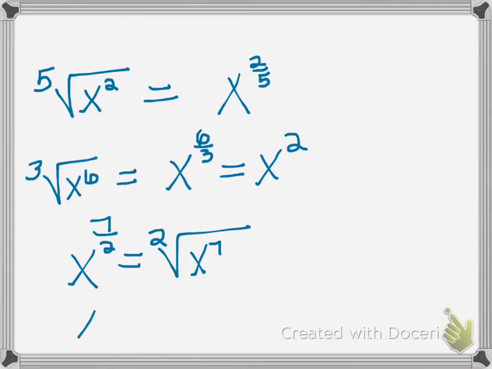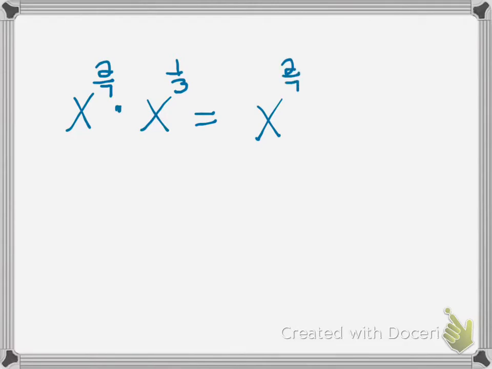Whereas, let's say we had something like this, x to the 2/7. If that's flipped, now that means the index is 7 and the power is 2. So the numerator is the power that you're raising the radicand, or the base, to, and the denominator is the root that you're taking. So that's just some things with fractional exponents.